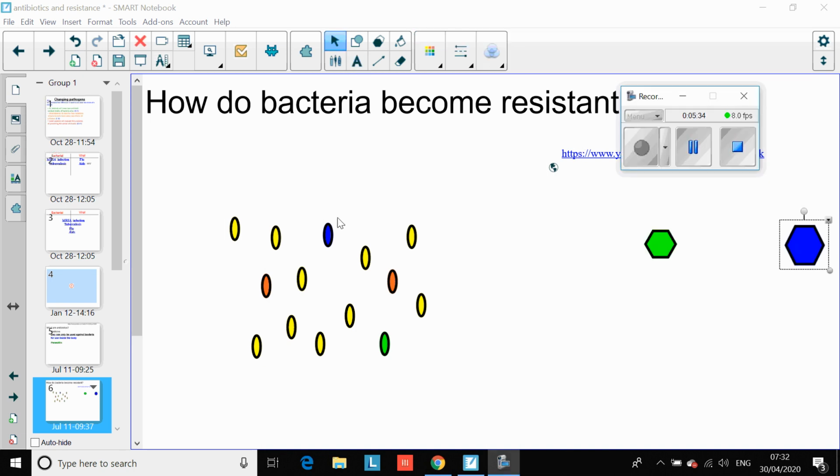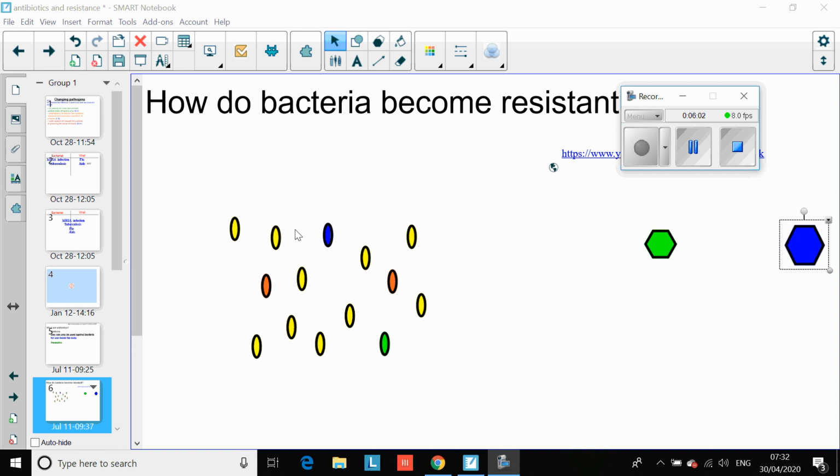Okay, so let's just say you've got a whole bunch of bacteria. Mostly bacteria are the same, but just like people, you can see they are slightly different here. I've got slightly different colours. There's a little green one, a blue one, a couple of orange ones, but mostly they're yellow. Now, these differences, just like in us, are caused by mutations, very slight changes to your DNA that lead to differences. So here we have a group of bacteria.